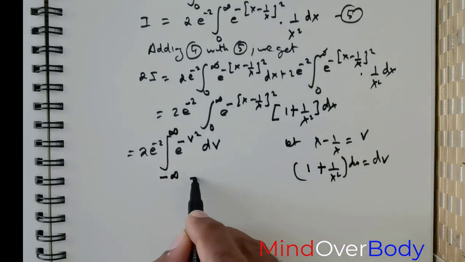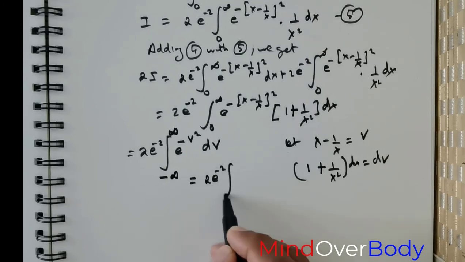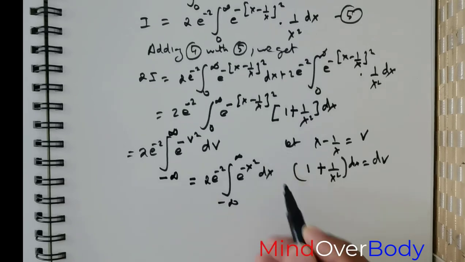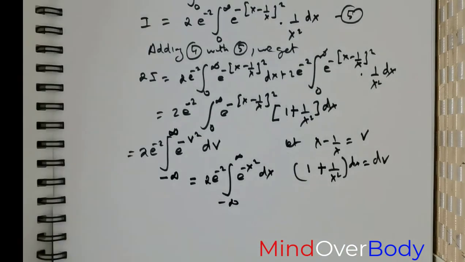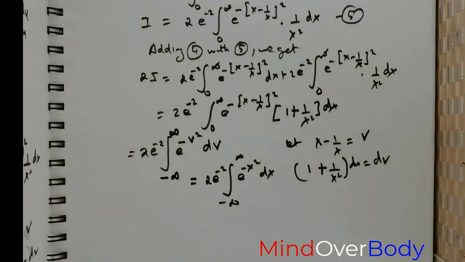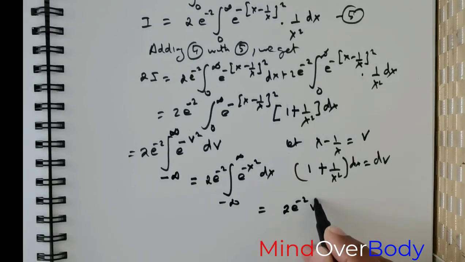Now this is similar to 2 times e raised to the power of negative 2, negative infinity to infinity, e raised to the power of negative x squared times dx. And that is nothing but the Gaussian integral. So we know the Gaussian integral to be equal to root of pi. So this is going to be 2 times e raised to the power of negative 2 times root of pi.